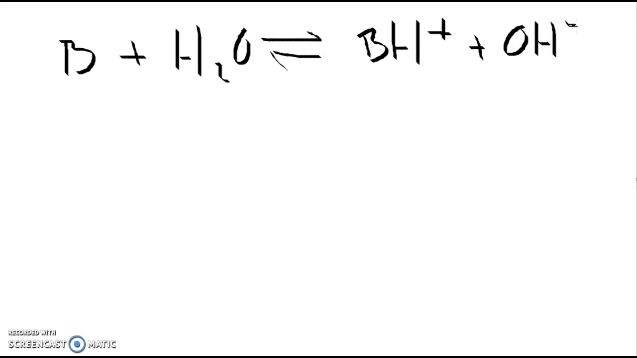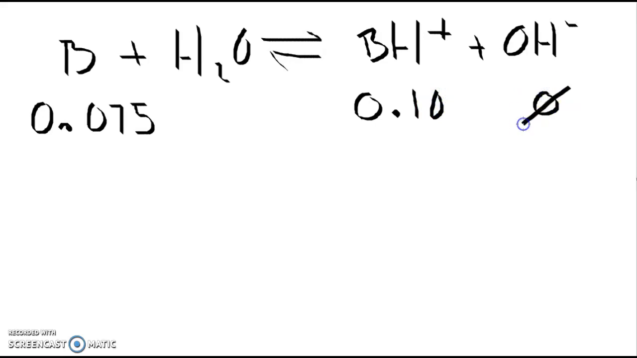So I'm going to do an ICE table. Trimethylamine, I started off with 0.075 molar. The trimethylammonium chloride was 0.10. This was 0. The base is going to go down by x. The stuff over here is going to go up by x. This is going to go up by x.